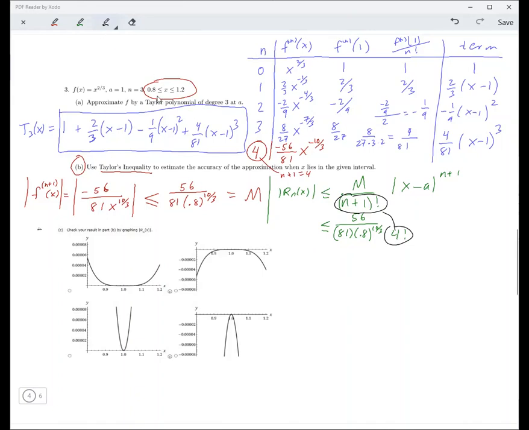And in this interval, let me illustrate this a little bit. Okay, so in the interval, you have 1 in the middle. You've got 0.8 there, and you have 1.2 there. So a is 1, okay? The distance from there to there is 0.2. This distance right here is also 0.2. So the most this can be is 0.2. And then again, this is to the 4th power.